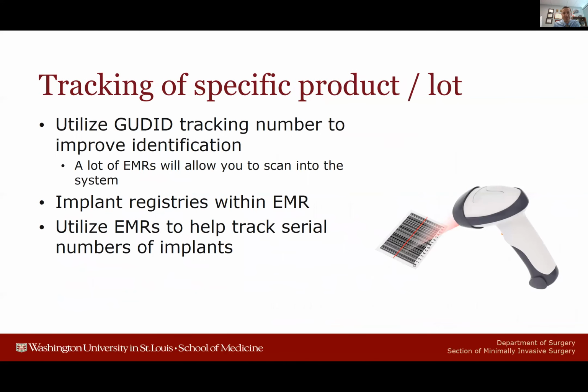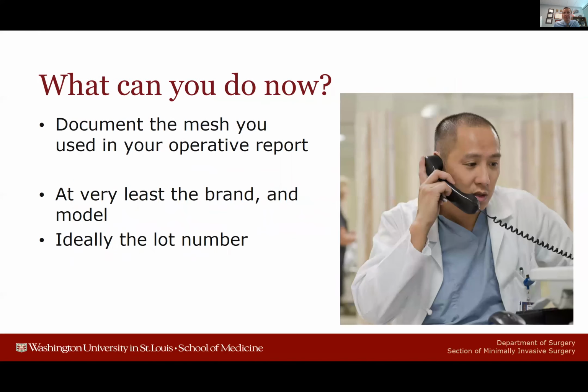So ideally, what we would be able to do is tie this in with a GUDID tracking number that will allow us to improve identification. That can also be linked into different EMRs. So when you decide to use a mesh, it will not only track the specifics from there, but it will also allow us to take advantage of implant registries within EMRs to help track serial numbers of implants and provide better long-term follow-up.